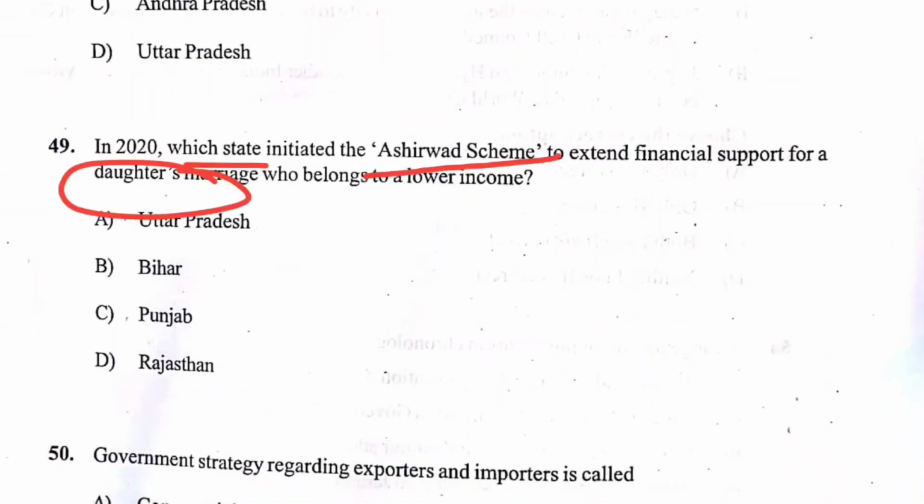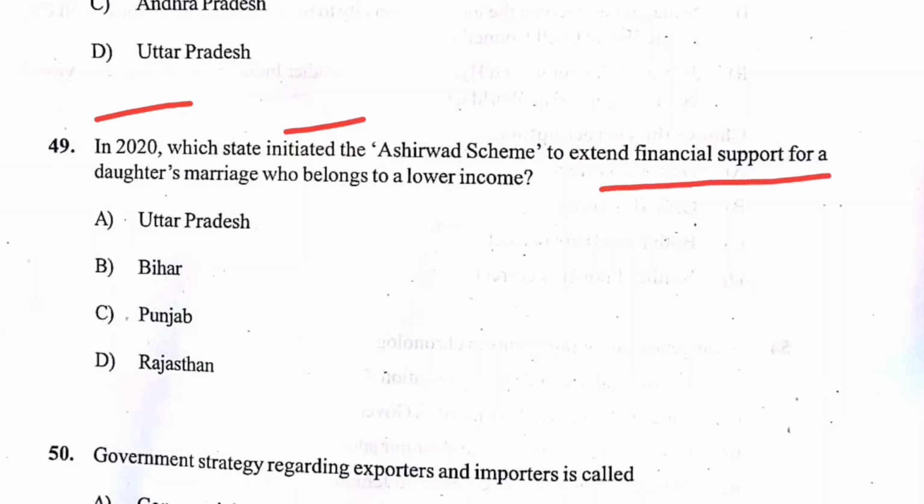The next question is, in 2020, which state initiated the Ashirwad scheme to extend financial support for a daughter's marriage who belongs to lower income? So it is Punjab.